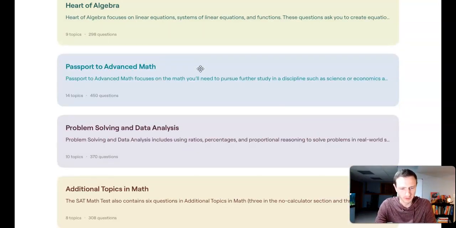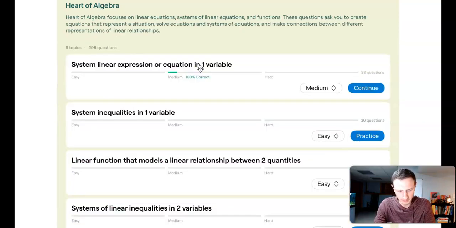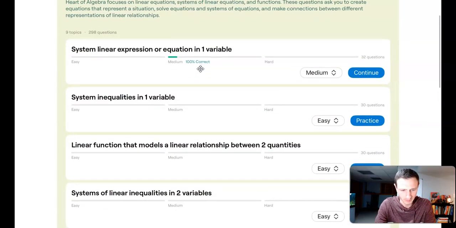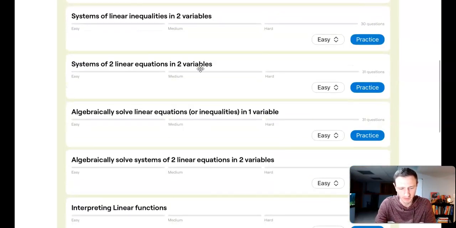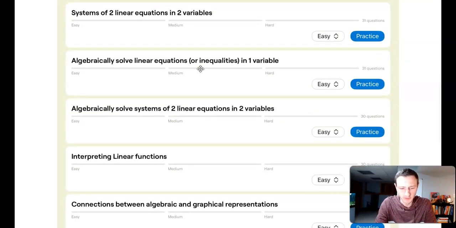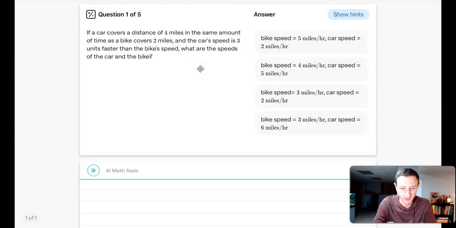First hard category was the heart of algebra. And then we got question 7. Topic 7: algebraically solve systems of 2 linear equations in 2 variables. And these are hard. Let's see if they're hard. Ooh, word problems. If a car covers a distance of 4 miles in the same amount of time as a bike covers 2 miles, and the car speed is 3 units faster than the bike speed, what are the speeds of the car and the bike?